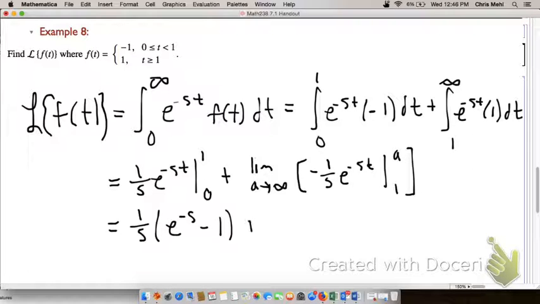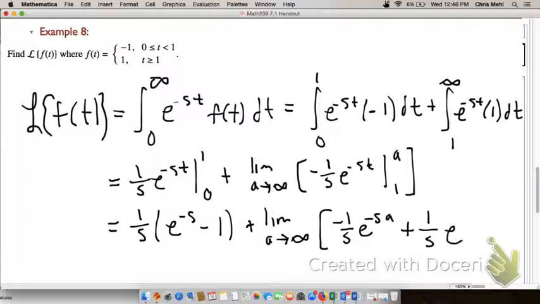And then we're going to have plus the limit as a goes to infinity. I can plug in a and get minus 1 over s e to the minus sa. And when I subtract that negative, it becomes a positive, and you're going to get 1 over s e to the minus s. And then actually taking that limit on the right, so we still have 1 over s e to the minus s. I think I'll write it in this form, minus 1 over s.